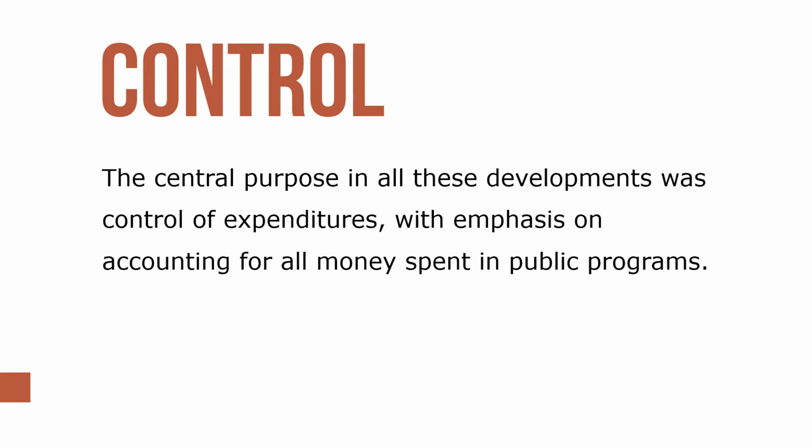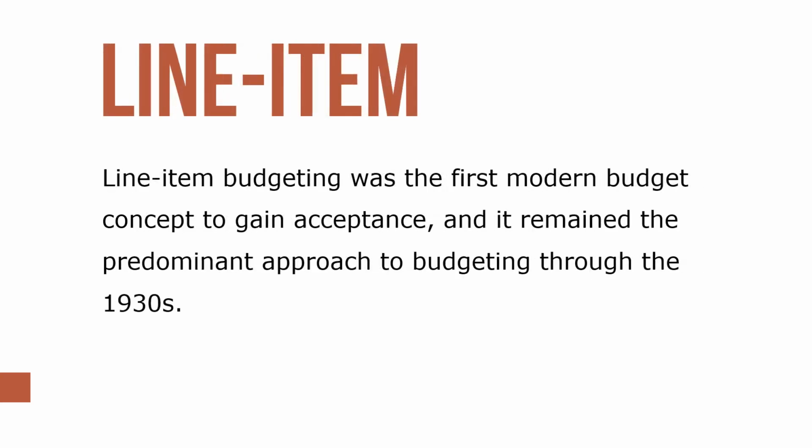The critical purpose in all these developments was to control expenditures, with an emphasis on accounting for money spent in public programs. Line item budgeting was the first modern budget concept to gain acceptance, and it remained the predominant approach to budgeting throughout the 1930s.